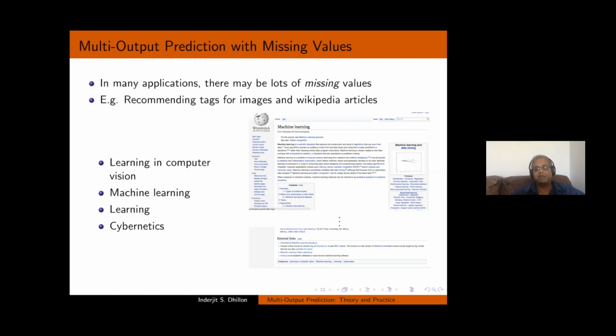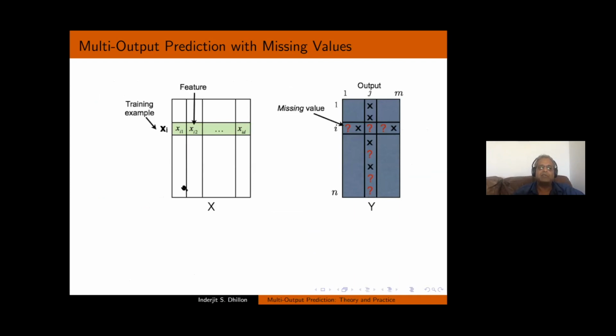So for example, statistics could be something which it could be tagged with, maybe data mining, data analysis, data science. So typically in these applications, there are lots and lots of missing values. So as a result, our picture now turns over here where I have X as the training data. And then on the target side, I have Y over here, which now has many, many missing values, right? So these question marks denote missing values.